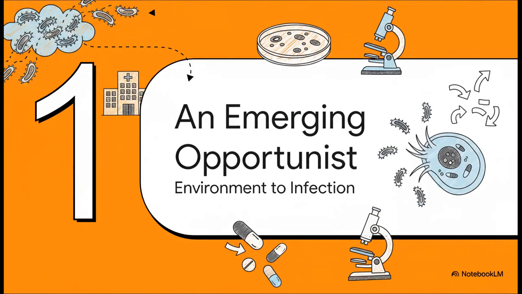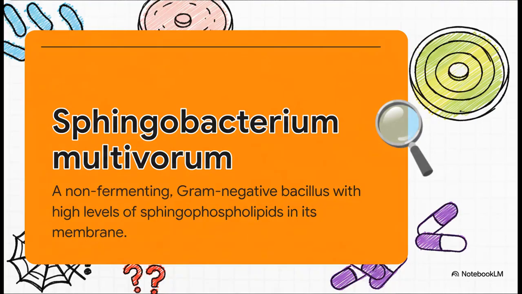So let's just set the stage a little. We are talking about an organism that's perfectly happy living out in the environment, in soil, in water, but it's proven to be incredibly good at causing some really severe, often life-threatening infections once it finds its way inside a hospital. So what exactly is Sphingobacterium multivorum?